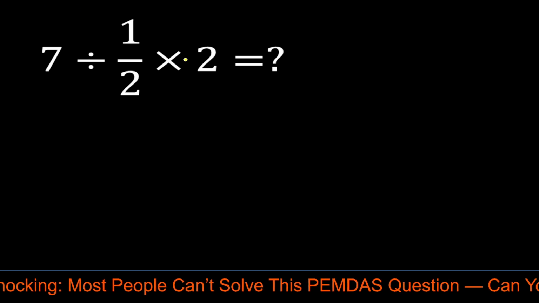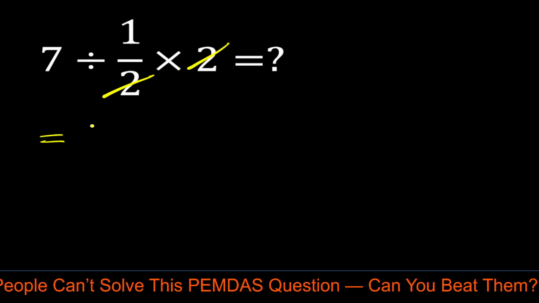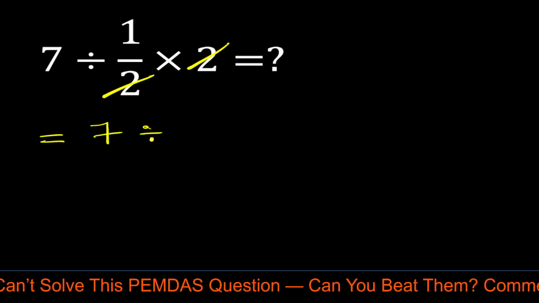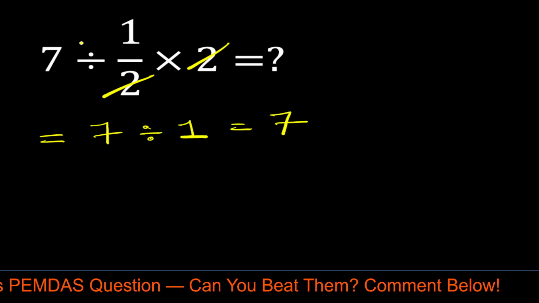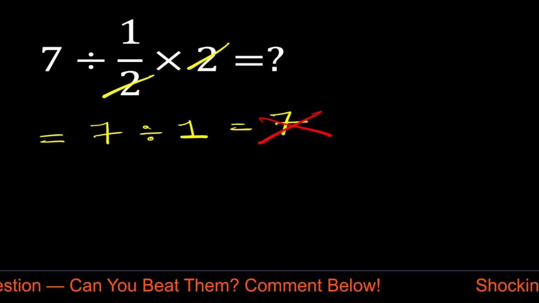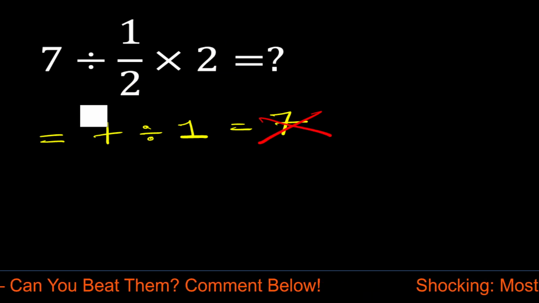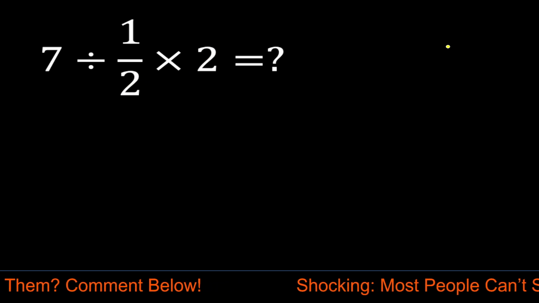So cancel these 2 by 2, right? So now 7 divided by 1. So 7 divided by 1 is equal to 7, right? But this answer is not correct. This answer is completely wrong. So now let's solve this problem correctly by using a PEMDAS rule, right?